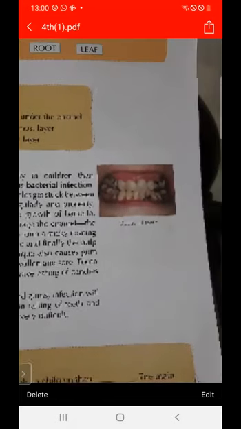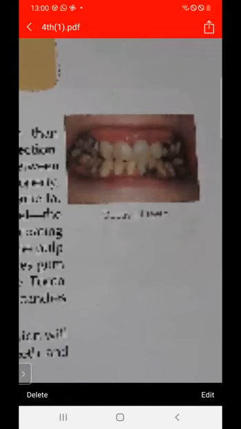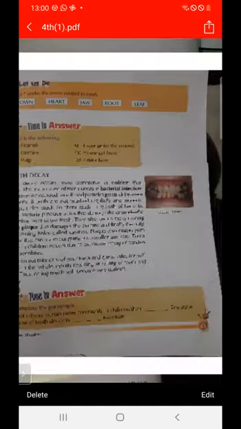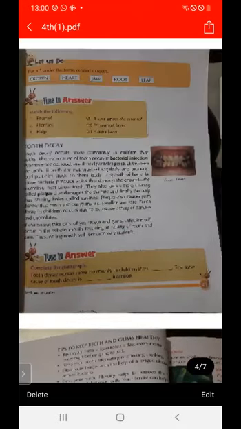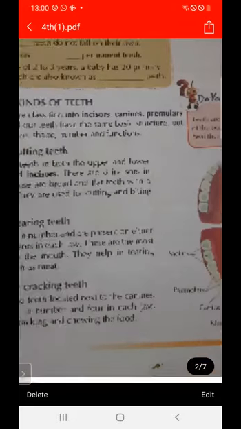So this is tooth decay, and this is due to the chemicals present in our teeth. We will study that in the next lecture, and also what microbes are and the different kinds of microbes.